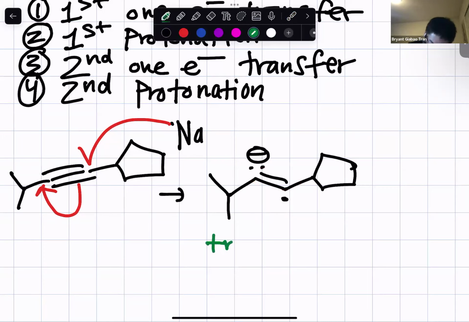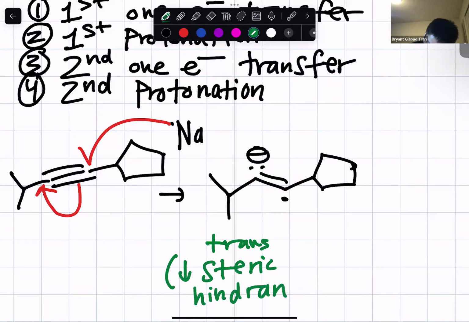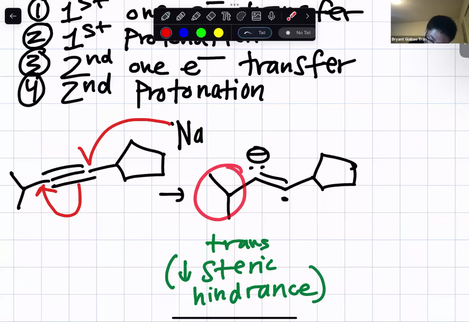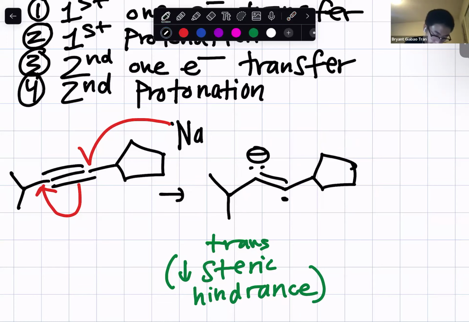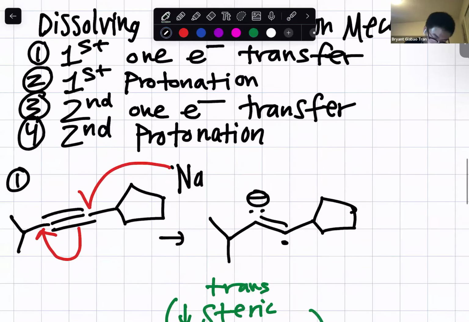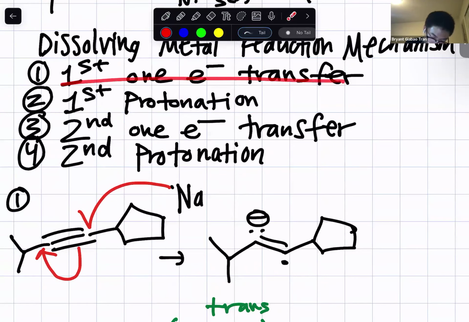That prefers to be in the trans configuration because it wants to have less steric hindrance, right? These R groups here are as far away from each other as possible. That's why they are naturally in the trans configuration. That was the first step. The first step was the first one electron transfer. This is the one electron transfer here.